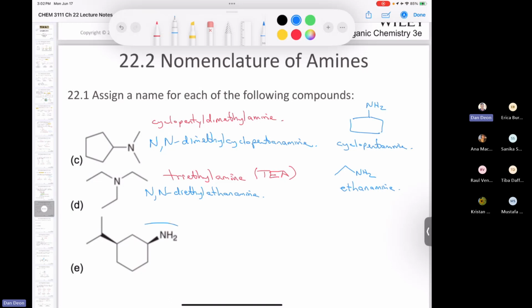Okay, and the last one is some kind of cyclohexanamine. So if we know it's a cyclohexanamine, and then we have this, so we have 1, 2, 3. There's no common name that we could give to this because this group is just way too big. So it's some kind of cyclohexanamine, and we have a 3-isopropyl. So we'll say 3-isopropylcyclohexanamine, like that. And now we just need to figure out the stereochemistry at carbons 1 and 3.